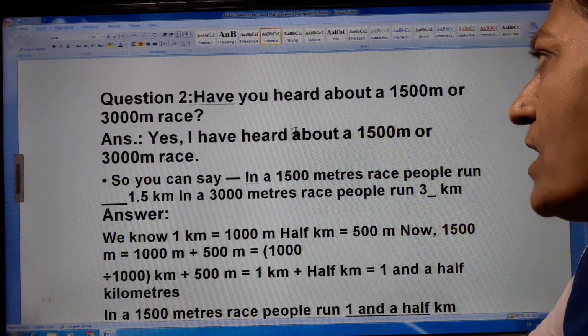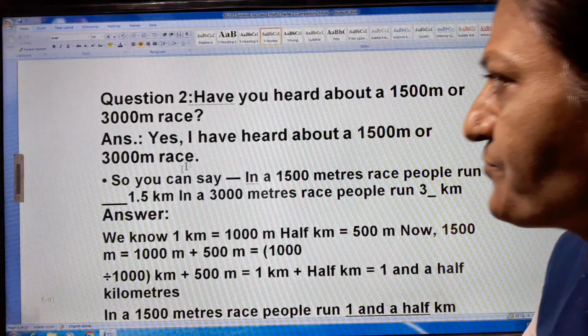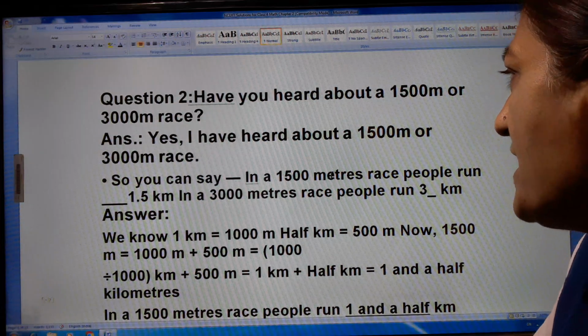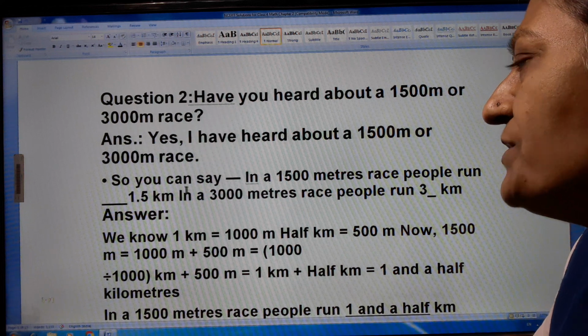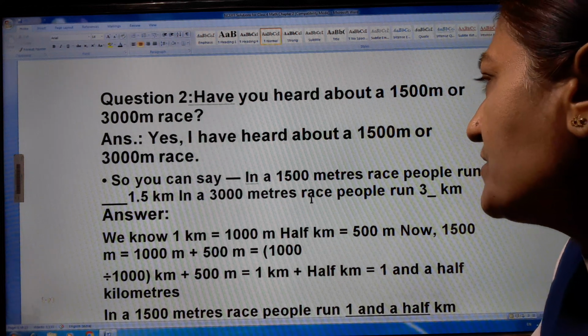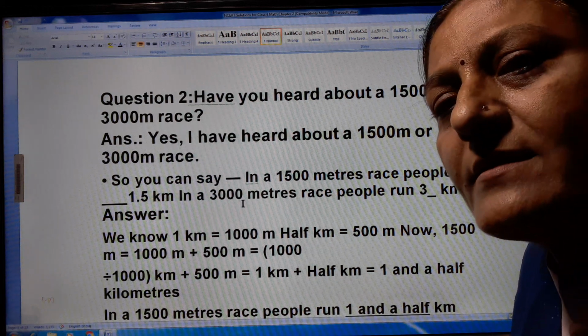Yes, I have heard about a 1500 meter or a 3000 meter race. So you can say in a 1500 meter race, people run 1.5 kilometer, and in a 3000 meter race, people run 3 kilometer. How do we write this answer?